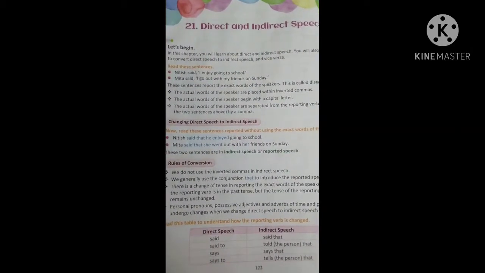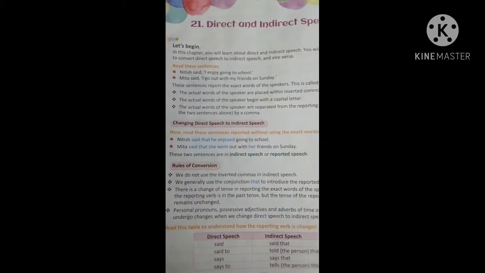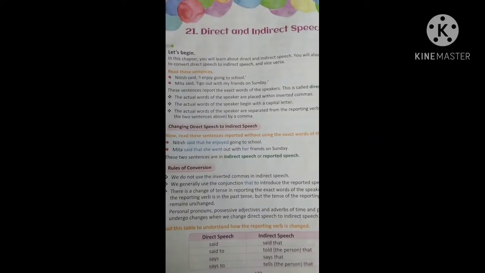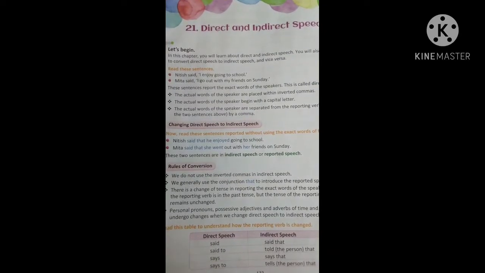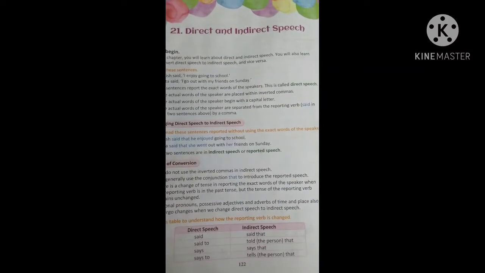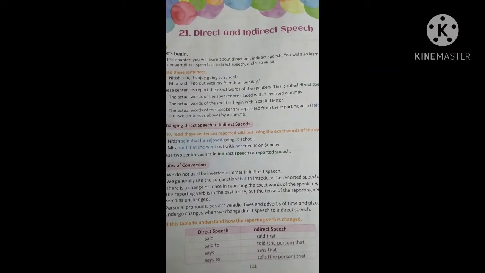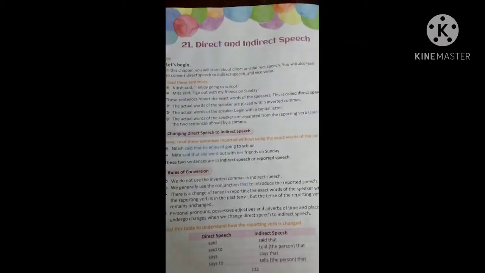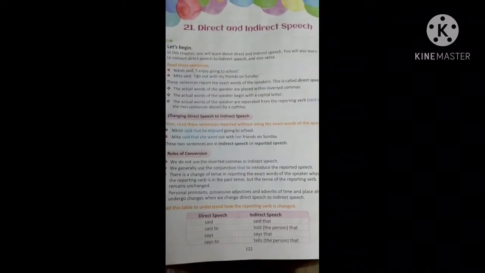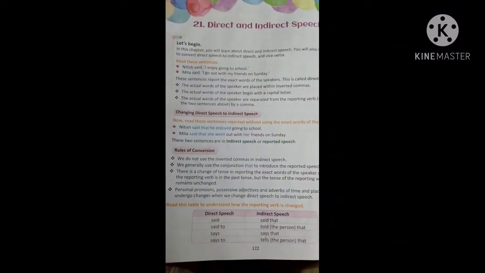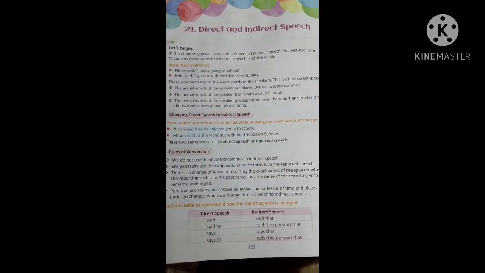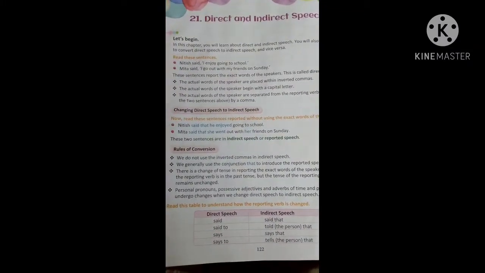Like here you can see in your book also it is written that the actual words of the speaker are placed within inverted commas. As I told you, the actual words of the speaker begin with a capital letter. The actual words of the speaker are separated from the reported verb by a comma. So whenever we talk about direct speech, we will have a comma, and the speech will begin with inverted commas and also end with inverted commas along with a full stop, question mark or exclamatory mark.